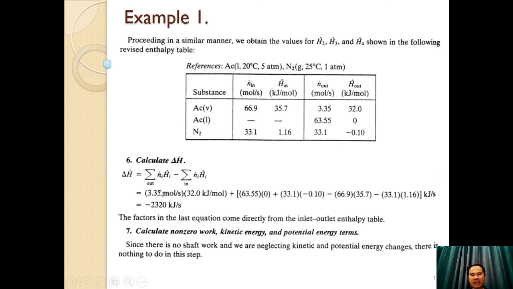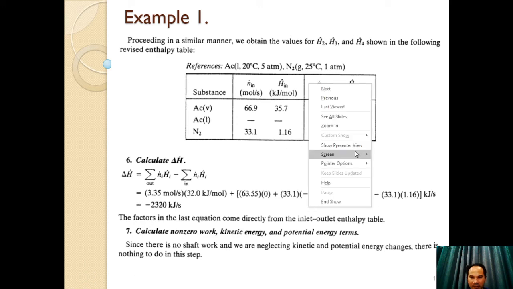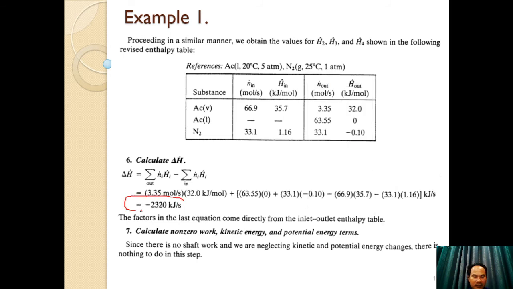Delta S equals the summation of Ni Si of the output stream minus the summation of Ni Si of the input stream. For the output stream, we have 3 terms. 3.35 multiplied by 22.32. In this case, mole per second times kilojoule per mole gives kilojoule per second. This is the energy rate. The second term is 63.55 multiplied by 0. And the third term is 33.1 multiplied by minus 0.1. And then minus the input terms, we have 2: minus 66.9 multiplied by 35.7, and the last term minus 33.1 multiplied by 1.16. And then you get delta S equal to minus 2320 kilojoule per second. That's right, kilojoule per second. And then you substitute in the equation like that.